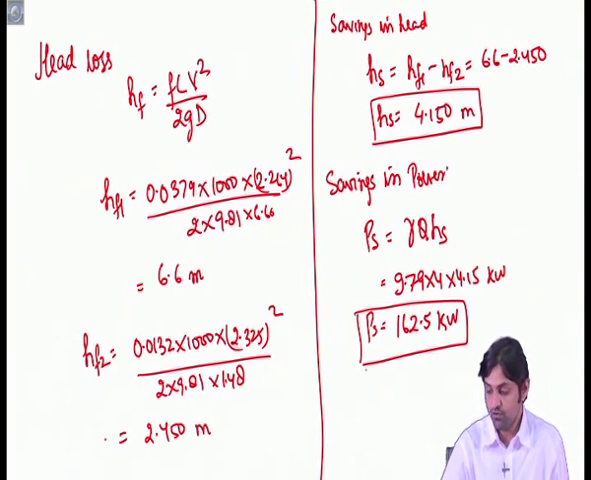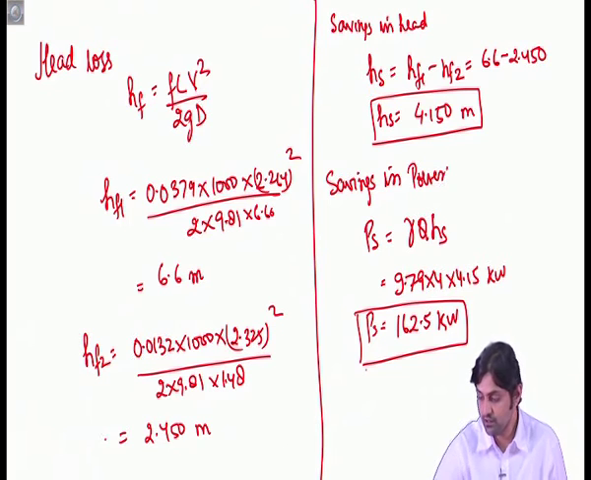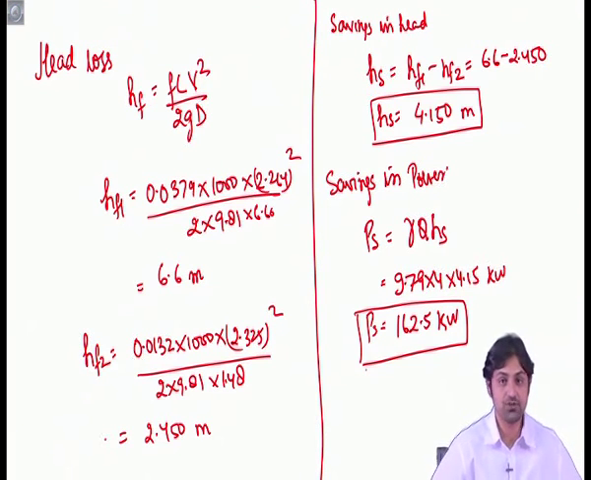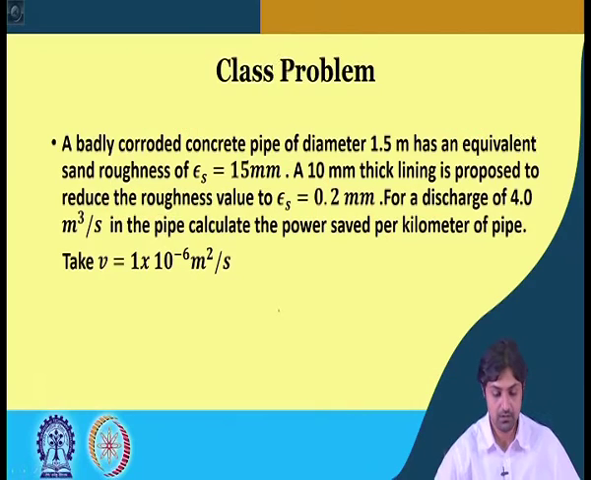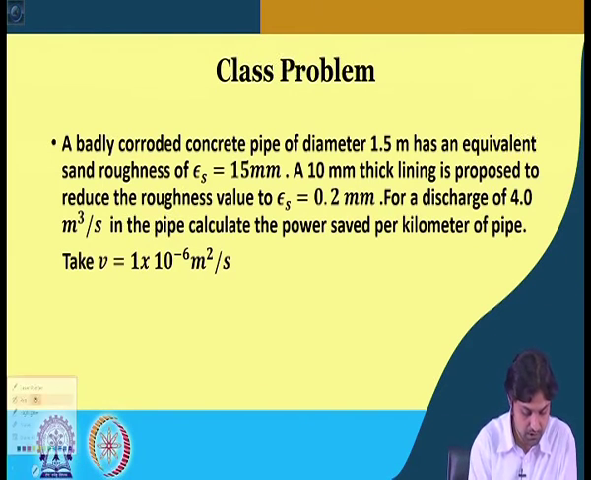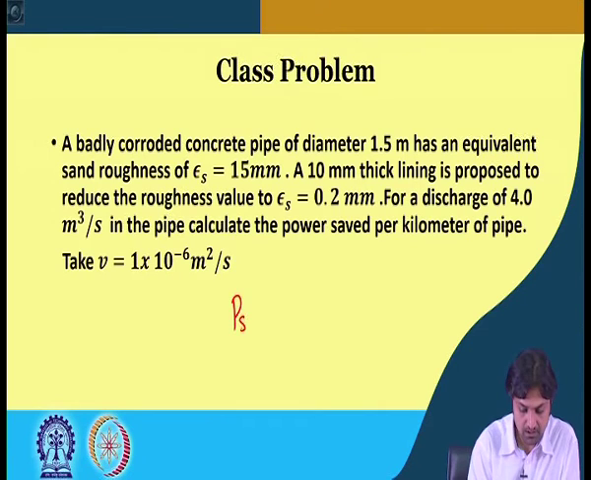So you see how we were able to find the major loss and the savings in major loss if we put the lining, which will reduce the friction factor in a pipe. This was quite an illustrative example. All right, so just writing down the final result here, the power saving is 162.5 kilowatt.